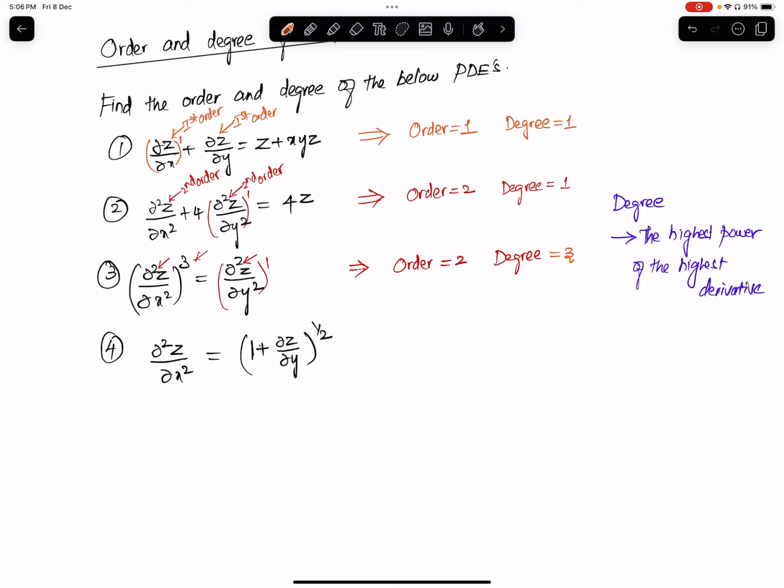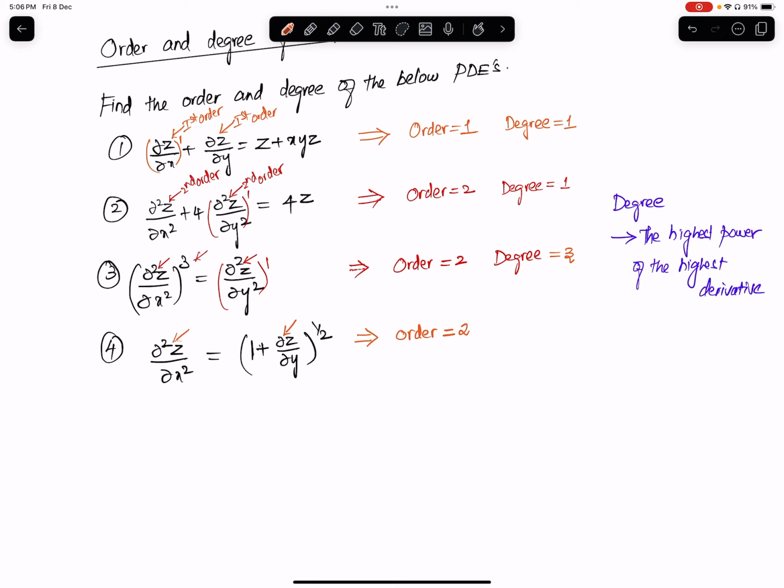So let us come to the last one. So what is the order here? See here we have the first order, whereas here we have the second order. So what is the highest order? It is 2, so it is not 1. There are two derivatives, one is first order, the other is second order. Don't forget, when you take the order, you have to take the highest order. So the order here is 2.